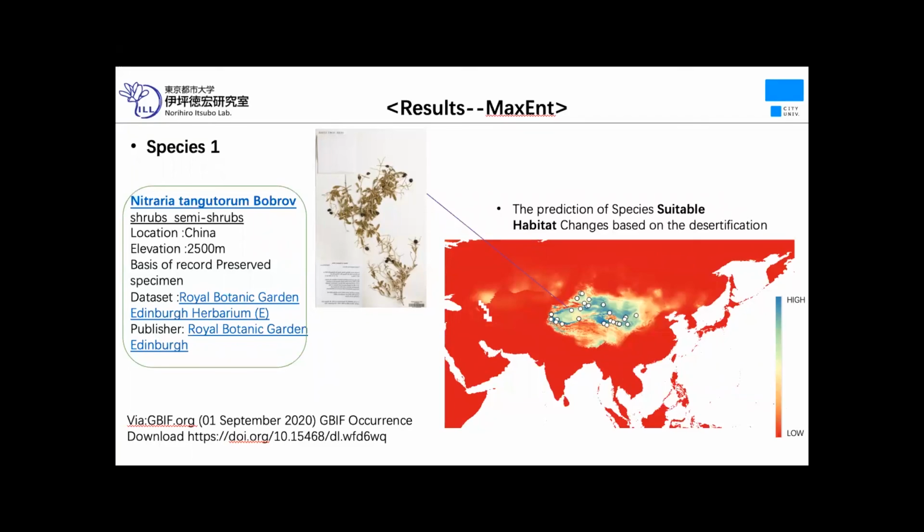Result 1. This species, named Nitraria, a kind of shrub and semi-shrub, was located in China. The data was from the GBIF. The figure here shows the image of this shrub. On the right side, we can see the prediction of species suitable habitat change based on the desertification. Blue color stands for very high suitability for the species to exist. The red color shows the lowest suitability for the species to exist.